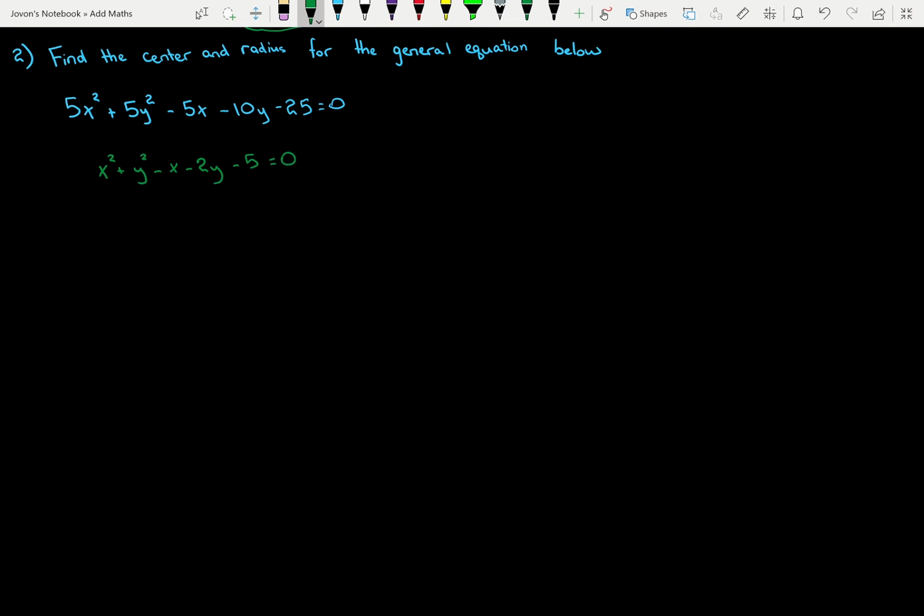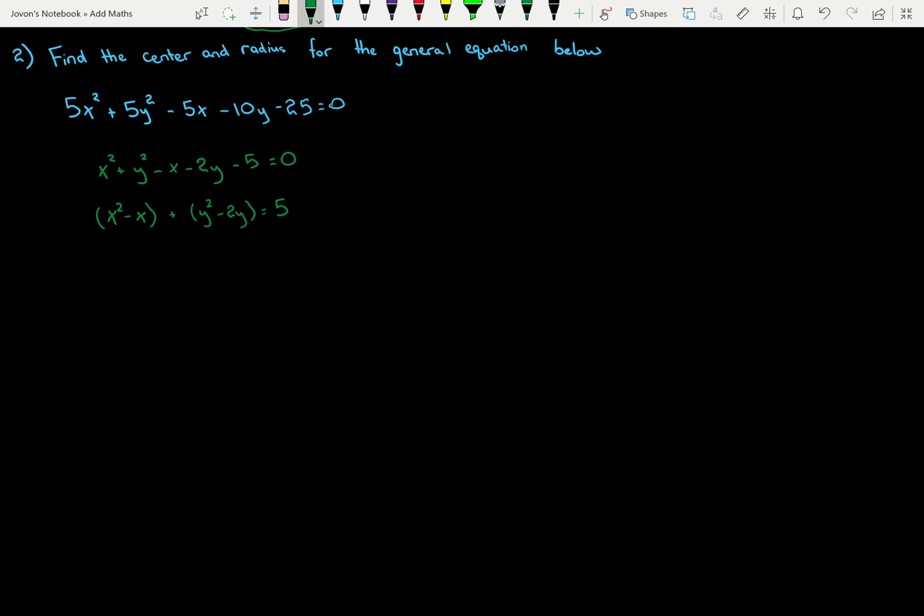Okay, what we want to do now is put the x terms together and the y terms together. So we're going to have x squared minus x, plus y squared minus 2y is equal to 5.